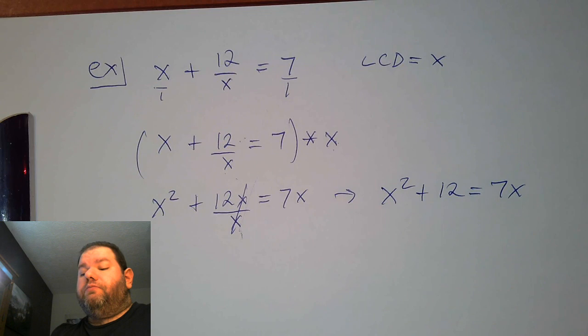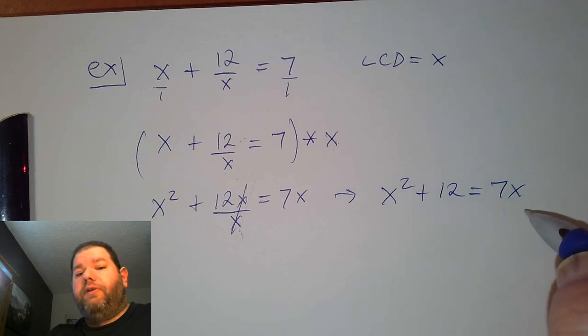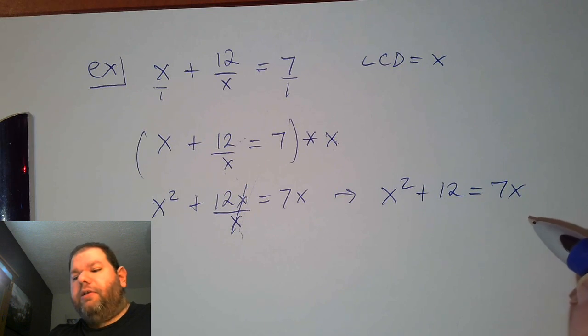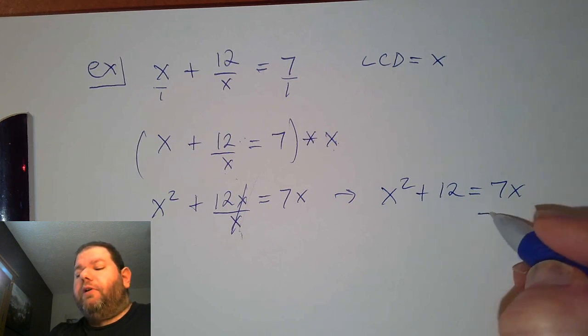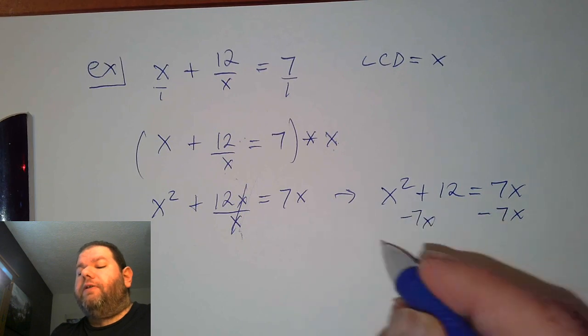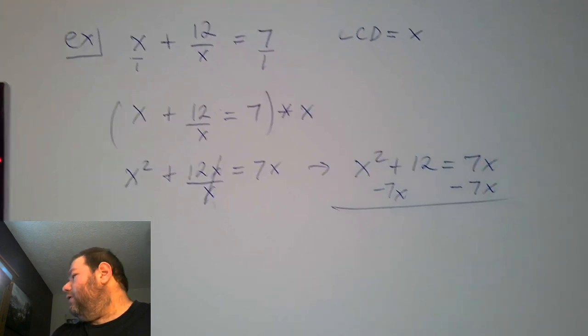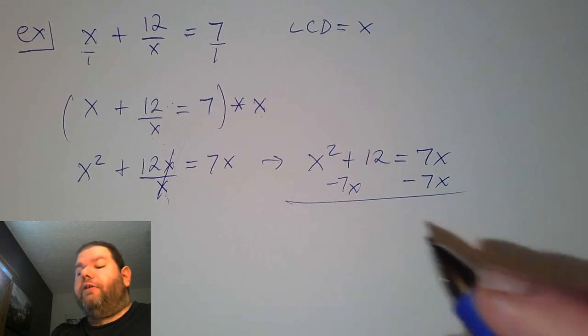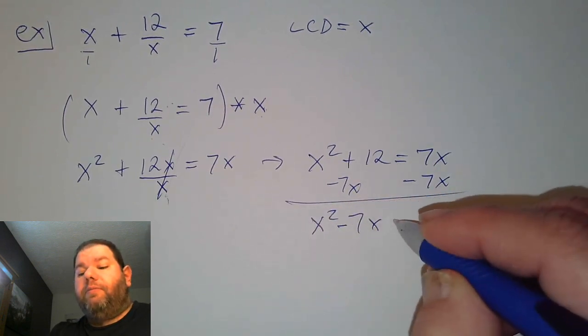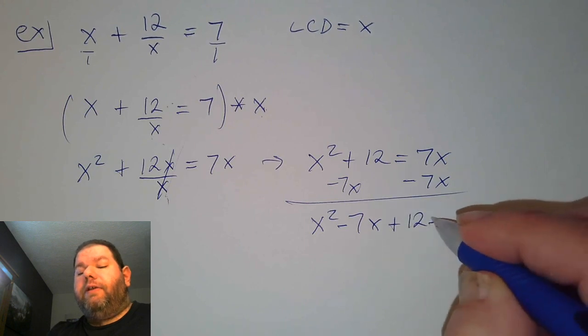So once we get to this point and we need to be able to solve for x, we need to be able to factor. Again, the other thing that we need to remember is that in order to factor this, it has to be equal to 0. So we'll want to subtract this 7x from both sides. And so that'll give us x squared minus 7x plus 12 is equal to 0.